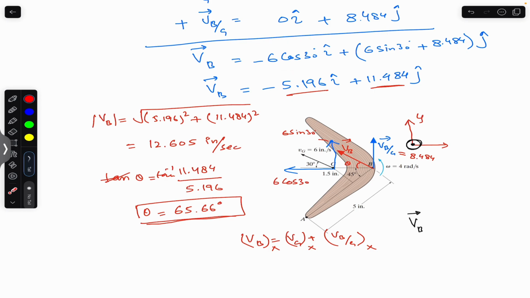And similarly, for the y component of VB, we need to write that equation for y components. So we will add up. The y component of the velocity of B will be this sine component plus this. So here we can see that this is 6 sine of 30 plus this. We will get that same y component of VB.